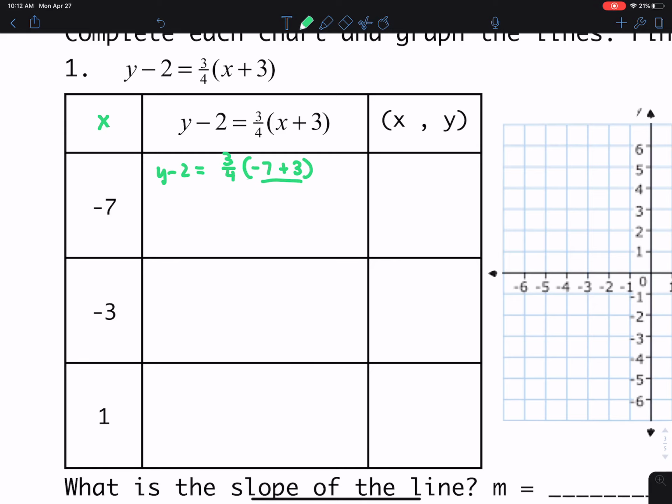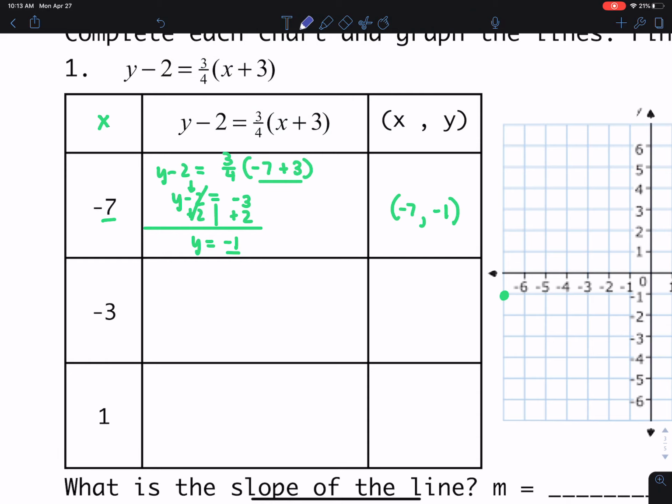So order of operations, we have to do -7 plus 3 first, which is -4. And then -4 times 3/4 is going to be -3. And we have to solve this equation for y, so we have to get rid of this minus 2 by adding 2 to both sides. So we have y equals -1. So we have an x value of -7, and we have a y value of -1, and that's going to be a point on our graph. So we can go ahead and plot that. -7, -1. So there's our first point.